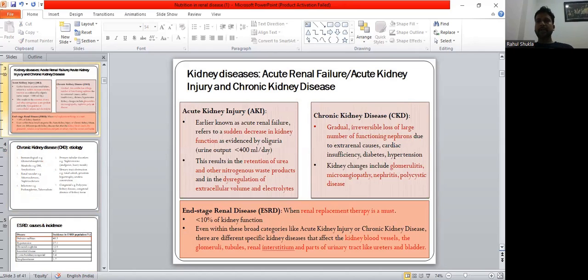Based on the duration and rapidity of onset, we can divide them majorly into two parts. One is acute kidney injury, and another is chronic kidney disease. So, acute kidney injury, previously known as acute renal failure, refers to a sudden decrease in kidney function and is evident by oliguria, urine output less than 400 ml per day, and retention of uremic solutes. So it results in retention of urea and other waste products, and dysregulation of extracellular volume and electrolytes.